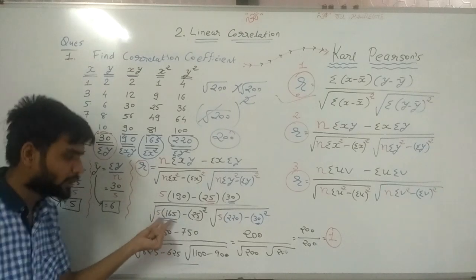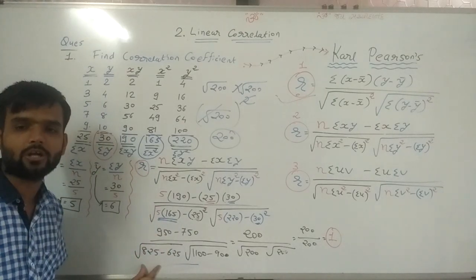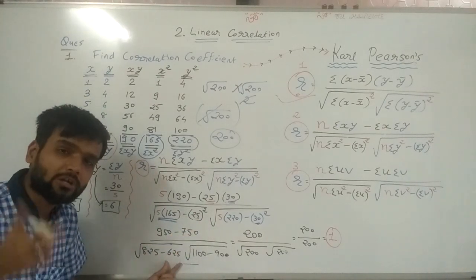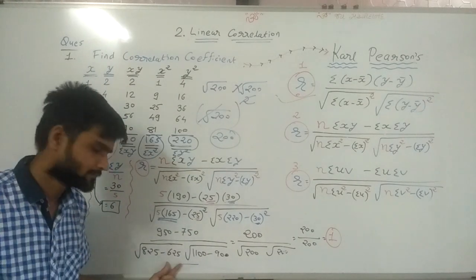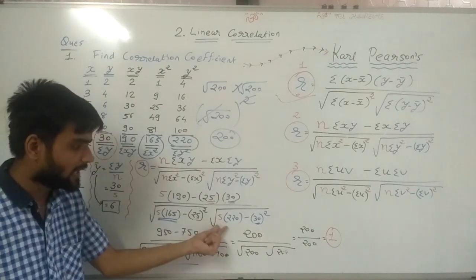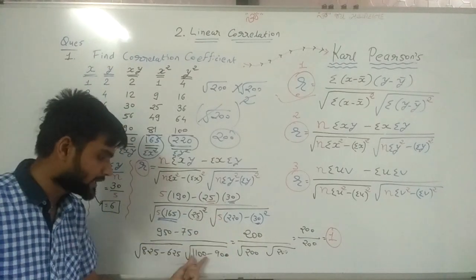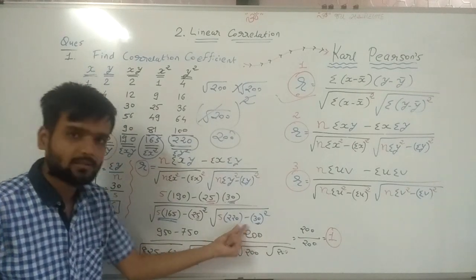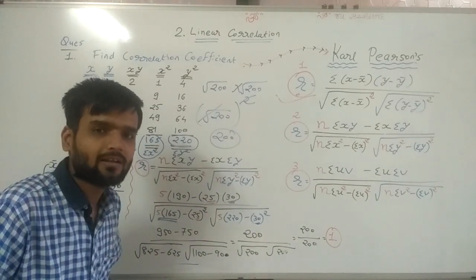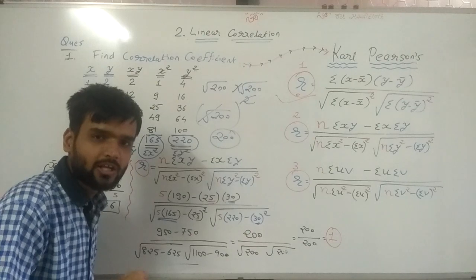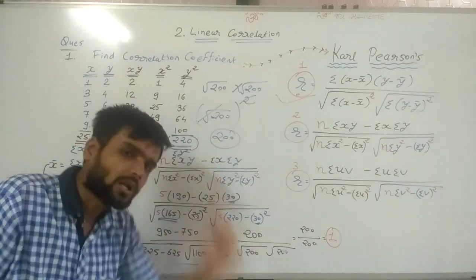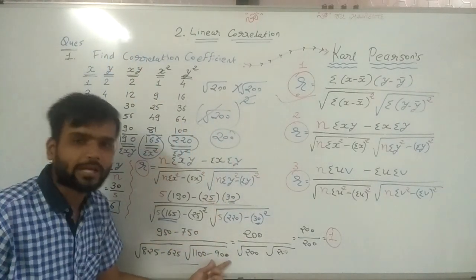So over here, 5 into 165, 825. Minus sign as it is. 25 square, 25 into 25, is 625. In the second root, again 5 into 220, answer is 1100. Minus as it is. 30 square. How can we find 30 square? Same as 25 square. 25 square means 25 into 25. Same way, 30 square means 30 into 30, so we get 900.